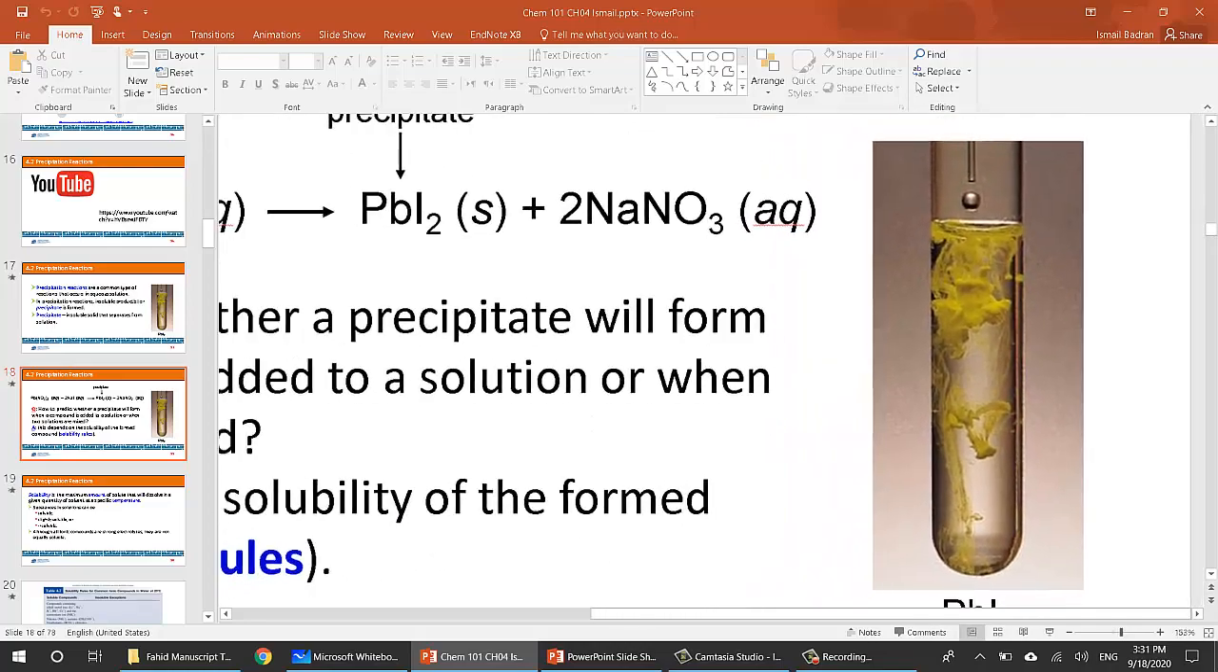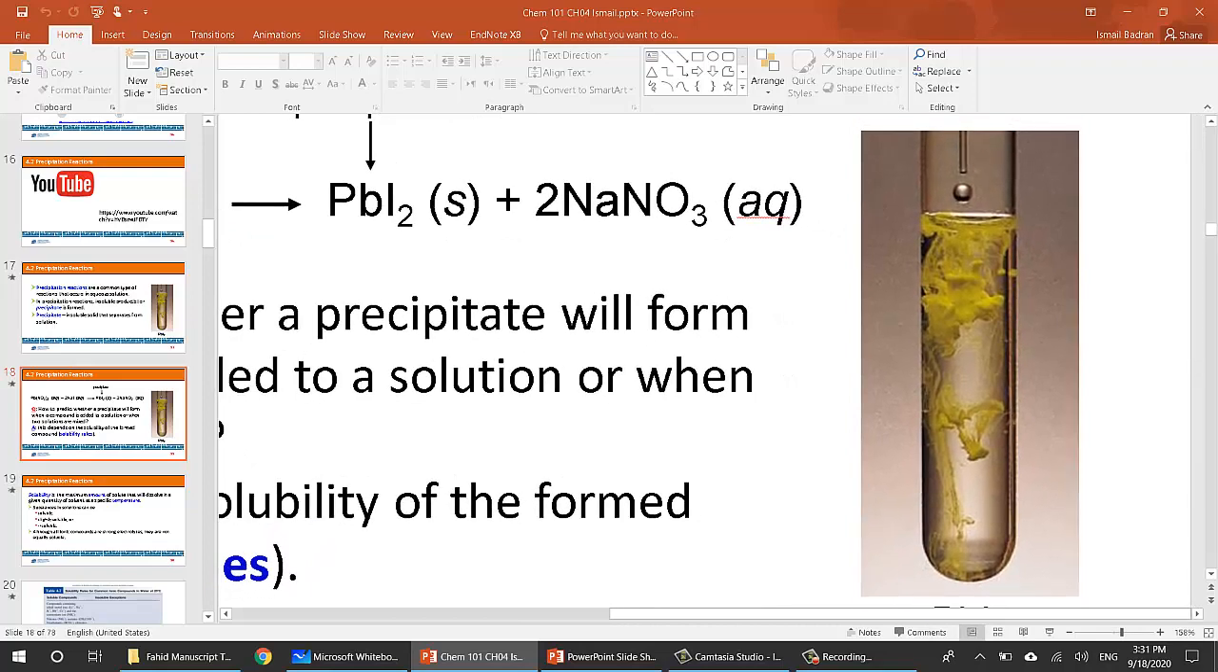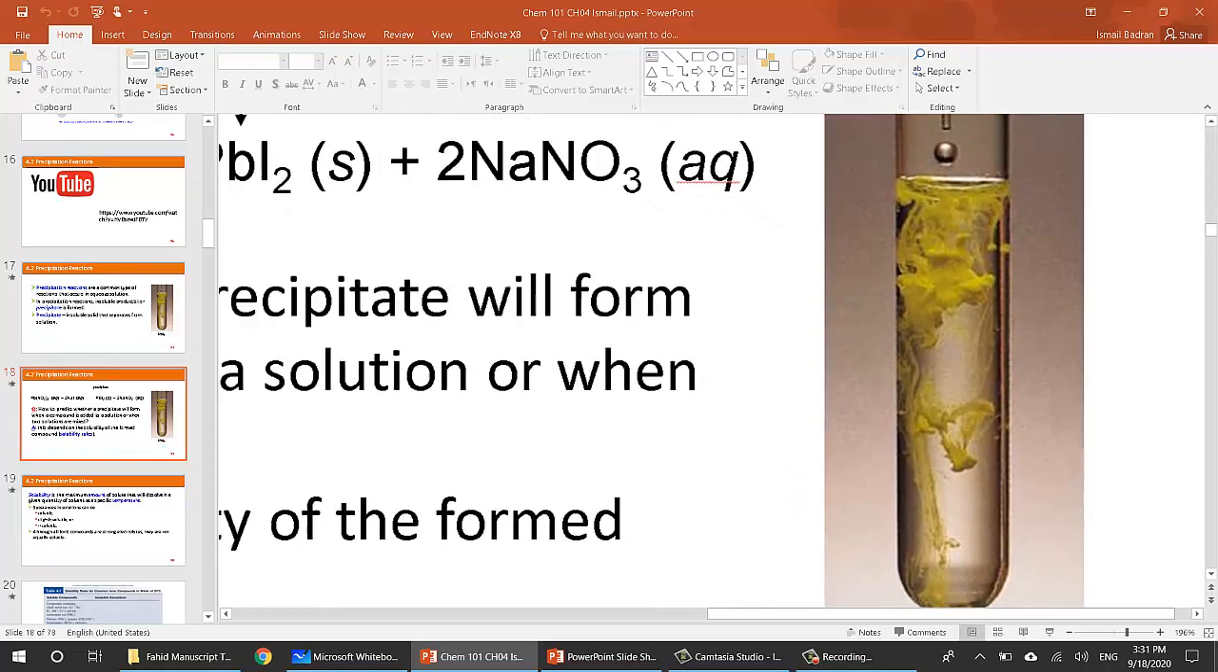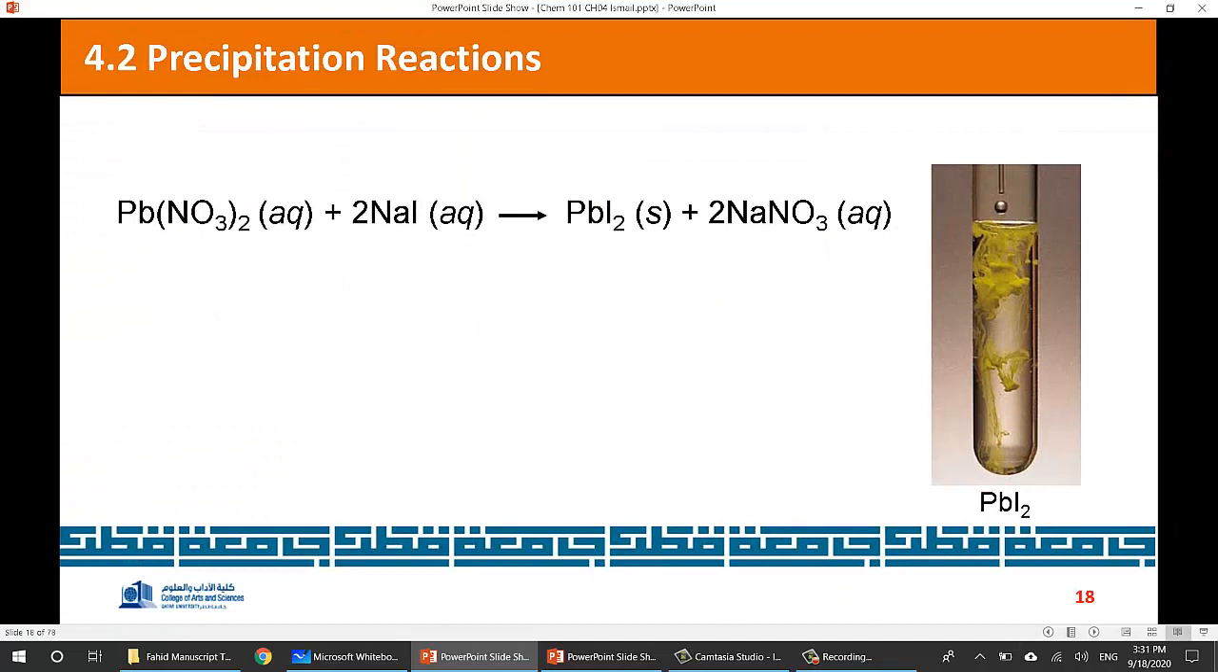I want you again, please, to watch that YouTube video in the previous slide to see how beautiful that is forming. There is another product, which is NaNO3 aqueous. That's soluble in water, so you wouldn't see it. You will only see the PbI2. If you wait a few seconds or a few minutes, all that yellow solid will accumulate at the bottom of this tube, and that's what we call a precipitate. Okay, a precipitate is that.